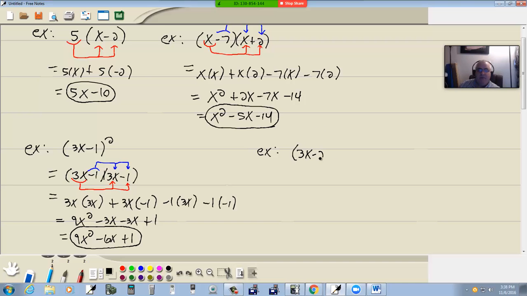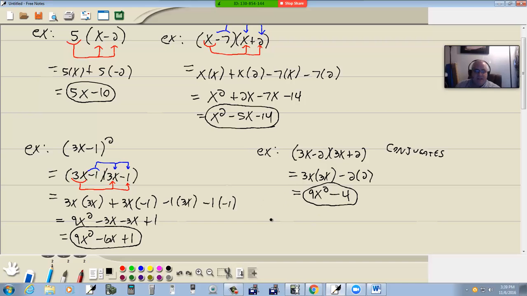Let's take a look at 3x minus 2 times 3x plus 2. Now these are called conjugates. The reason why they're conjugates is the first is the same, 3x and 3x. The last is the same, 2 and 2. But the sign in the middle is different. Here we got a minus and here we got a plus. Now, when you got conjugates, all you have to do is multiply your first parts together, so 3x times 3x, and multiply your last parts together, so negative 2 times 2. 3x times 3x gives us 9x squared, minus 2 times 2 is 4. And that would be our answer.